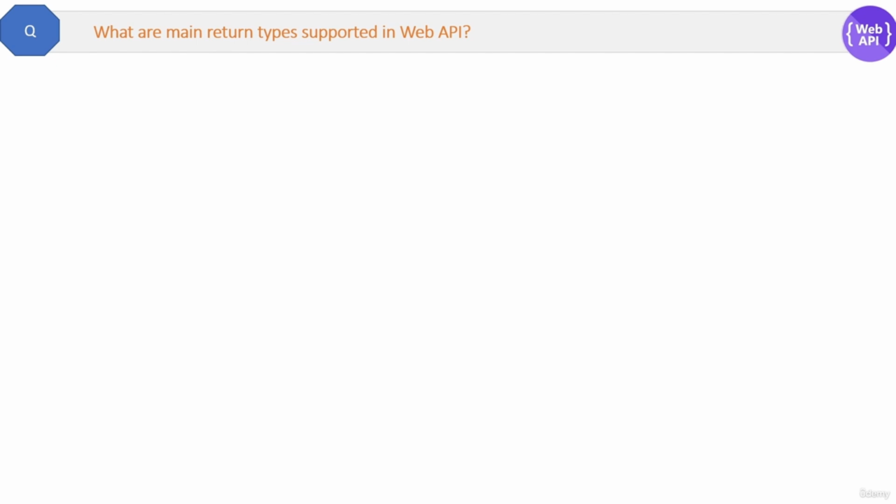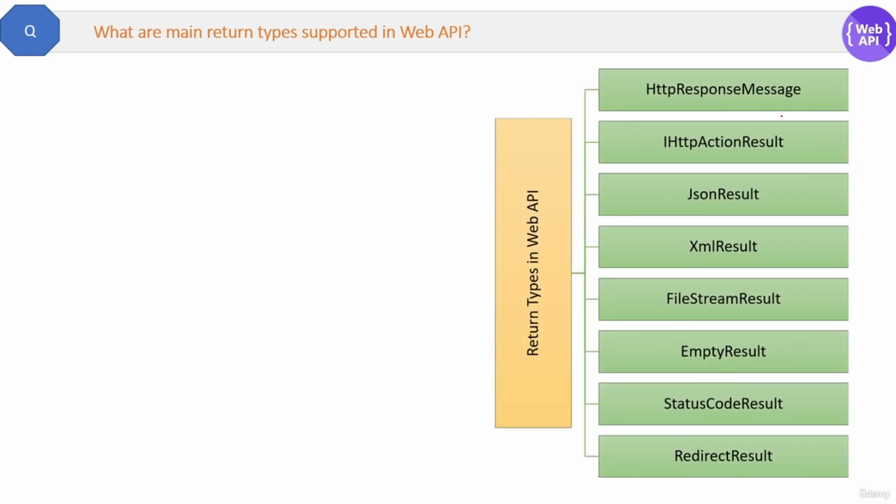What are the main return types supported in Web APIs? Now in MVC architecture, the controller has action methods and then they return something, right? Here is the list of return types returned by the Web API controller action method. We do not have to remember every one of these, but the top two are very important.